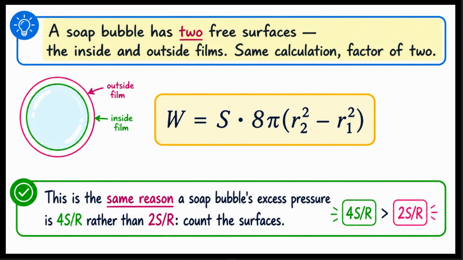A soap bubble is the same calculation with one critical detail. It has 2 free surfaces, the inner film and the outer film. Both surfaces are liquid-air interfaces. So when the bubble grows from radius r1 to radius r2, the total area increase is twice the geometric area change. The work is therefore S times 8 pi times the difference of r2 squared and r1 squared. That factor of 2 is the entire story, and it is the same factor of 2 that shows up again when we talk about the excess pressure inside a soap bubble. The rule from now on is simple. Count the surfaces, then apply the formula.